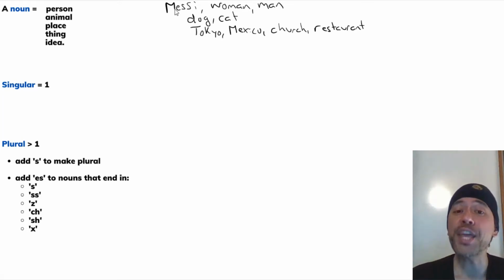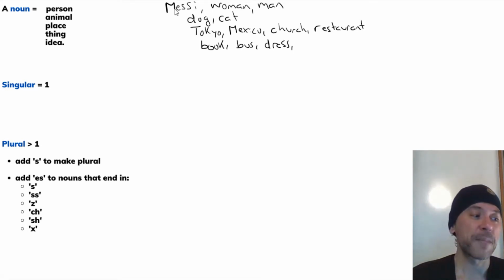It could also be a thing. So when we talk about things, we're talking about like a book. It could be a bus. It could be a dress. A quiz. A wish. Even a box.